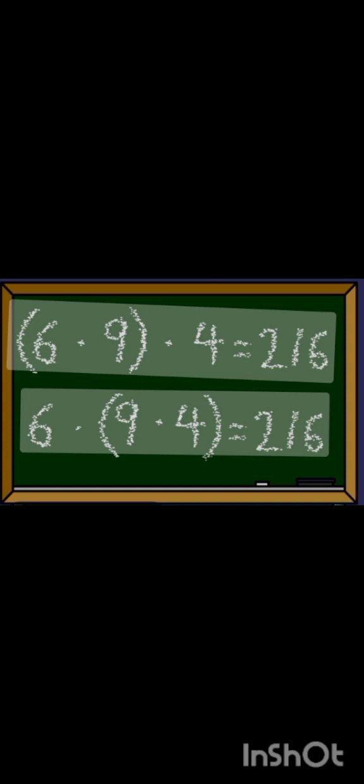Now the bottom math problem says we should go to 9 times 4 first, because 9 times 4 is in parentheses. And 9 times 4 is 32. And then we would multiply 32 times 6. And it again would give us 216.